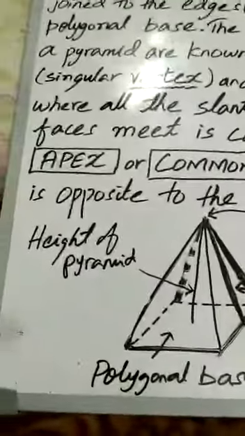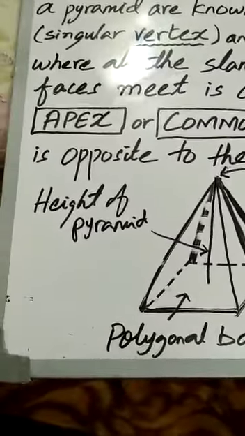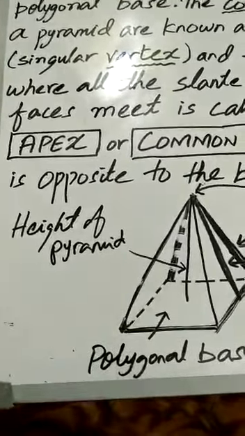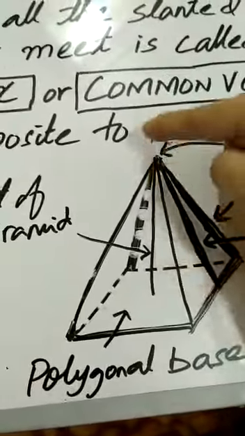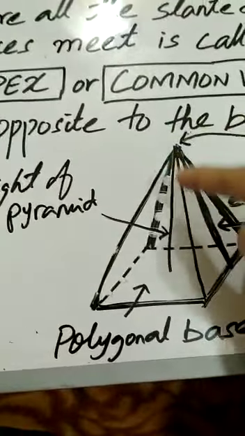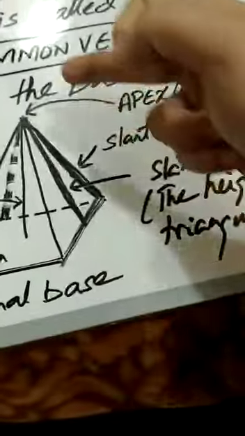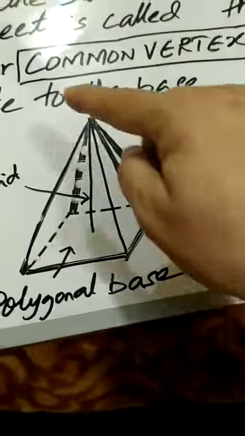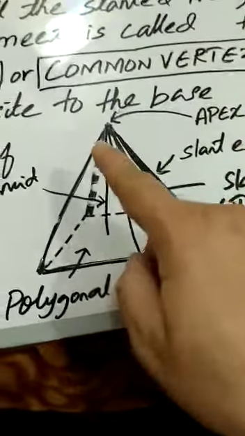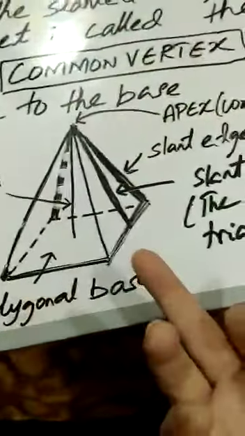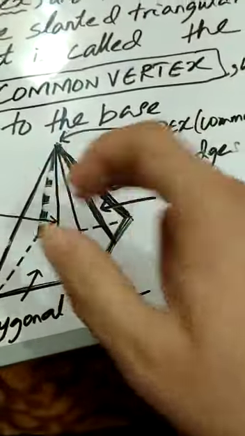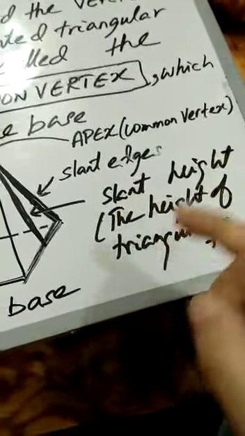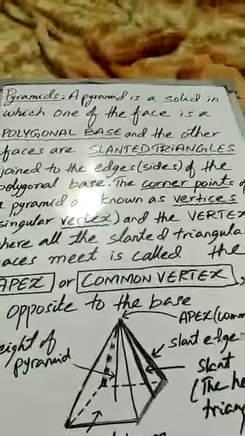One is called height of pyramid. Height of pyramid is always used when we calculate the volume, the space occupied by any pyramid. So we use this vertical height. This shortest vertical height is called height of pyramid, and this is called slant height of pyramid. This slant height is basically the height of the slanted triangle. All the triangles are slanted, so we call it slant height of pyramid, but actually it is the height of the triangular faces. So this is a pyramid.